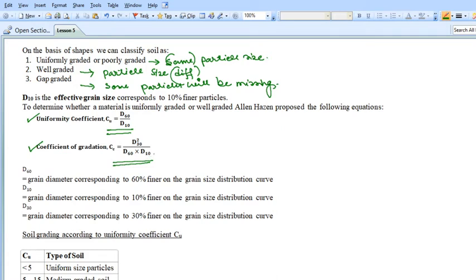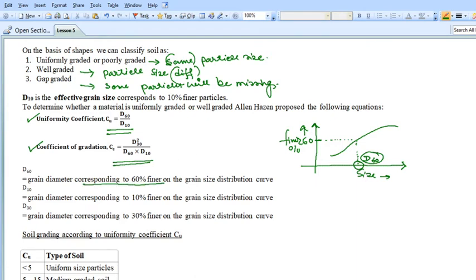Now what are these things, D60, D10, D30 and all this? So when we are plotting this curve, say we obtain a curve somehow like this, plotting in the y-axis the percentage finer and on the x-axis the size. For example, for say 60% finer, this will intersect somehow and we will obtain a certain value. This value is termed as D60. So this is the grain diameter corresponding to 60% finer on the grain size distribution curve.